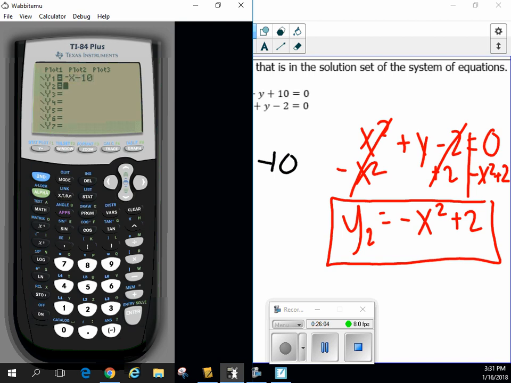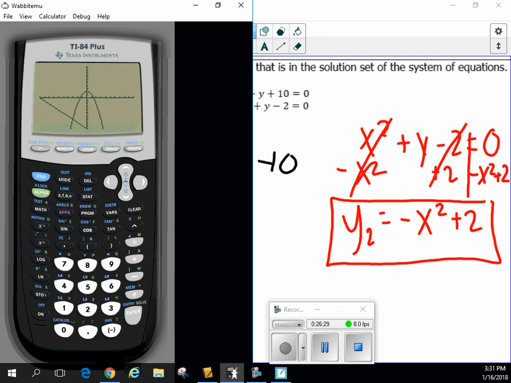And for y2, it'll be negative x squared plus 2. And hit graph. And we're looking for where these two graphs intersect. You can see this one comes off the page. You can see the line, but then it disappears off the screen. There's a second intersection happening there.